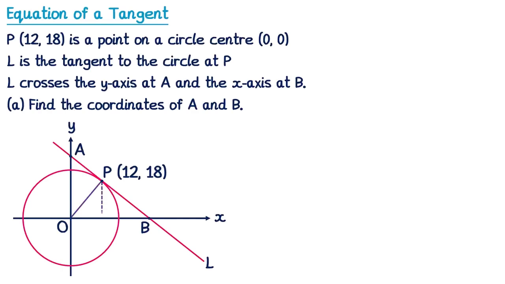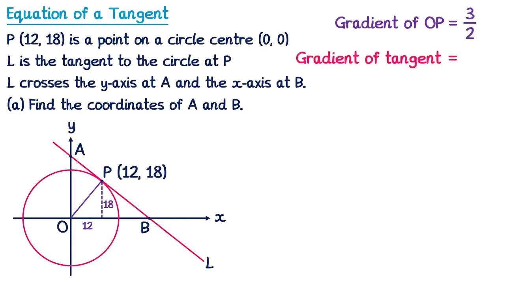If we draw in a gradient triangle, we can see the change in y is 18, and the change in x is 12. So the gradient of OP is 18 over 12, which will actually simplify if you divide them by 6 to 3 over 2. So the gradient of the tangent will be the negative reciprocal of this, so negative 2 over 3.